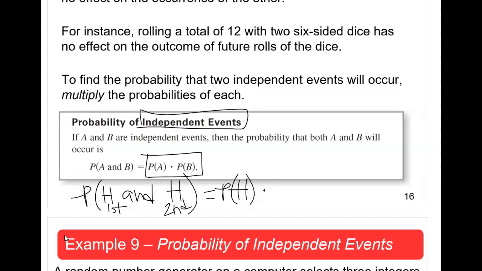I'm sorry, times the probability of getting heads on the second coin. And so the first one, it is 1 out of 2 because remember it's 50-50 heads or tails, and the second one is also 1 over 2. So if we multiply that, we get 1 out of 4.